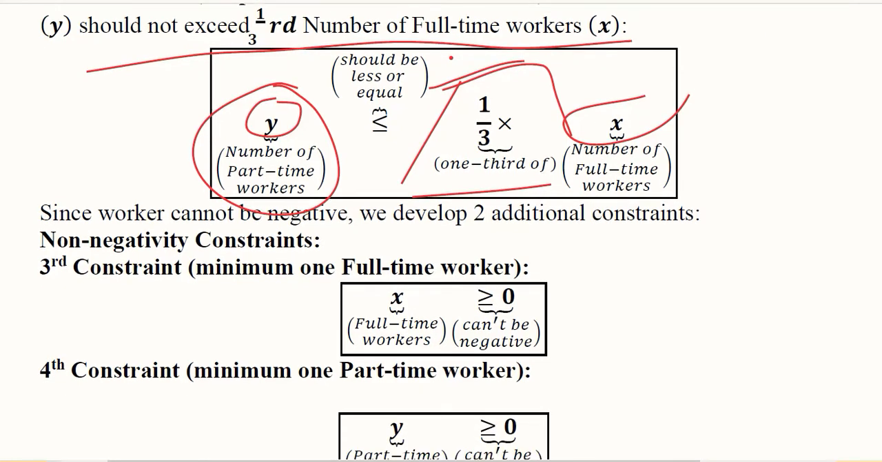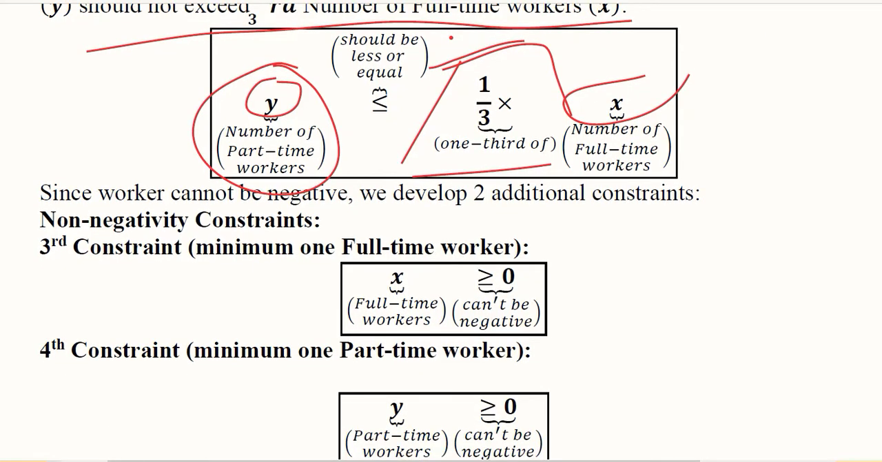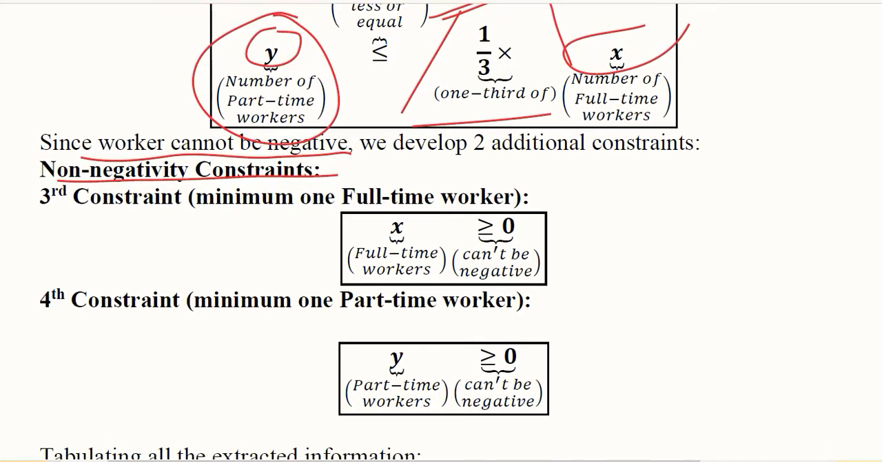Now the two constraints that are usually there are present here as well, because workers cannot be negative, so they will have non-negativity constraints. That is, the third constraint will be that there will be either 0 or at least one worker. So x will be either equal to 0 or greater than 0.